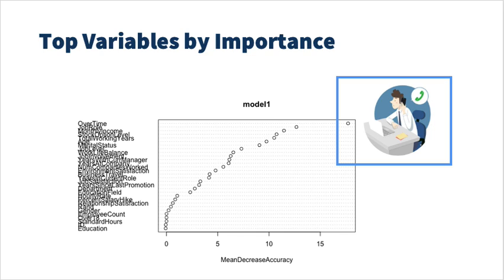And lastly, the top variables by importance for our random forest model, our best performing model, seem to be overtime, job role, and monthly income. They were highly correlated with whether someone was with the company or was no longer with the company through attrition.